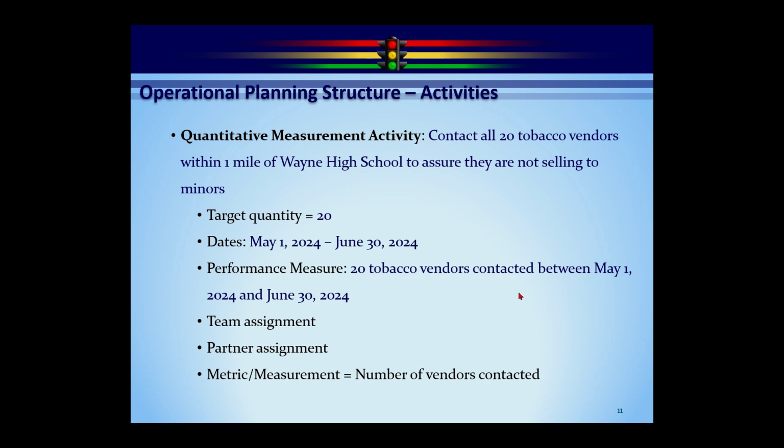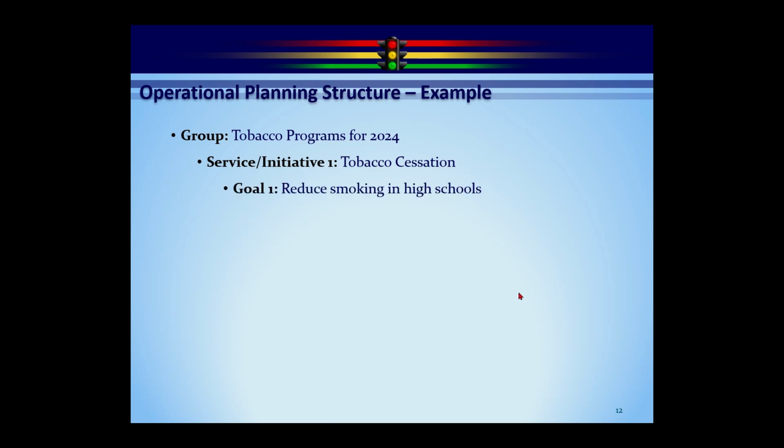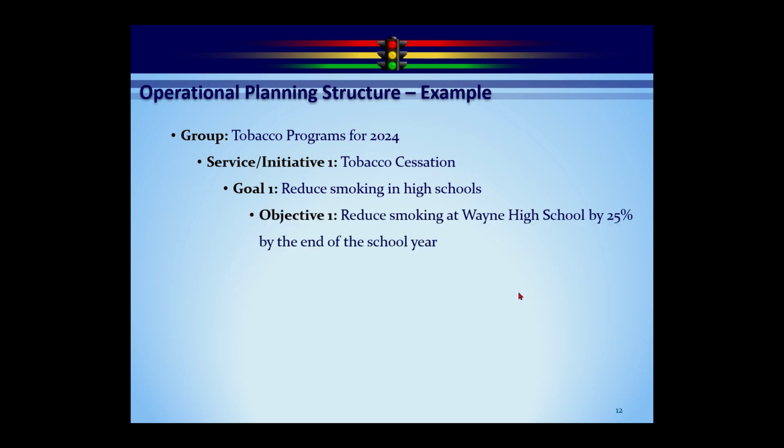So if we take everything that was at the bottom of each of these slides, the blue for the tobacco program, and put it together into a plan in a kind of bullet format, it looks like this. Our group was tobacco programs for 2024. Our initiative was tobacco cessation. The goal we selected was reduce smoking in high schools. Our objective is to reduce smoking at Wayne High School by 25% by the end of the school year.